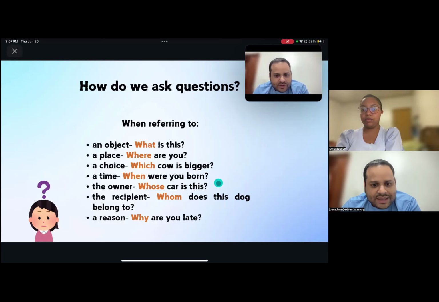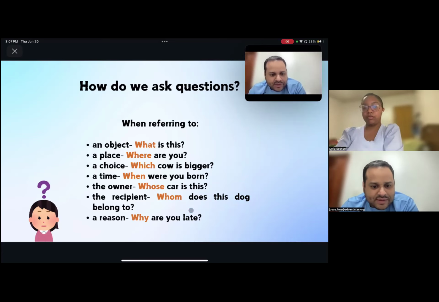The owner. Quem é o dono? Whose car is this? De quem é esse carro? De quem é esse carro? Whose car is this? Quando é sobre o recipiente. Whom does this dog belong to? A quem esse cachorro pertence? A quem?